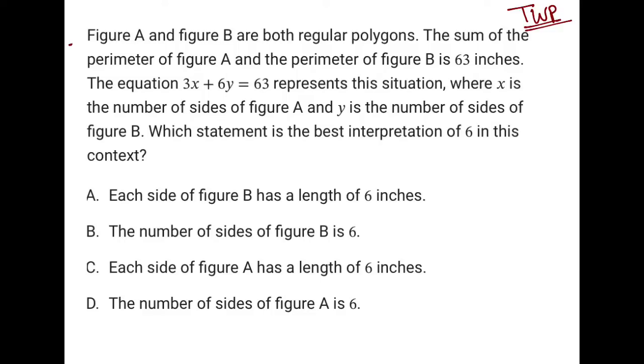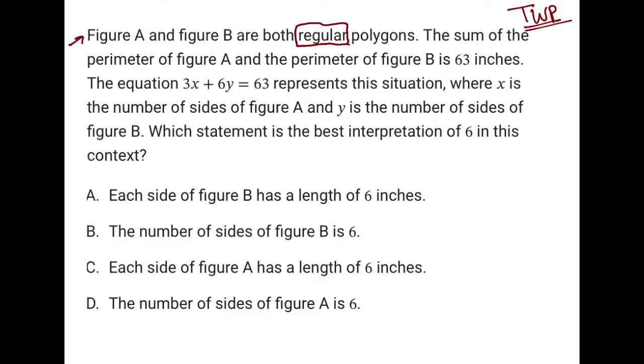So this question says figure A and figure B are both regular polygons. Very interesting. We're not told what type of polygons they are, but we are told that they're regular, right? So what does it mean to be a regular polygon? It just means that every side of the polygon is equal, or congruent, and every angle is also congruent, okay? So good pause there to make sure I understood what I read before moving on.